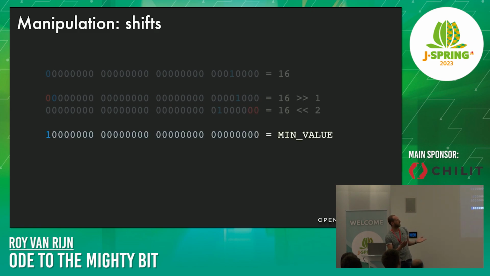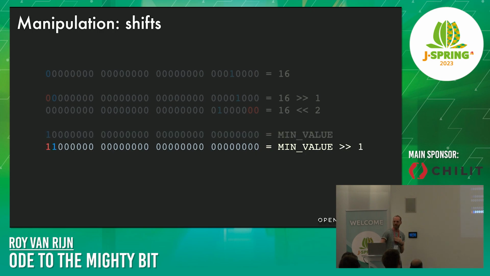There's this weird thing. What happens if you have this min value and we shift it one place to the right? What happens? If you shift normally, it will keep the sign. So in this case, it will have the same sign as you had before. So it's still a negative number, but a larger negative number, a much larger negative number.